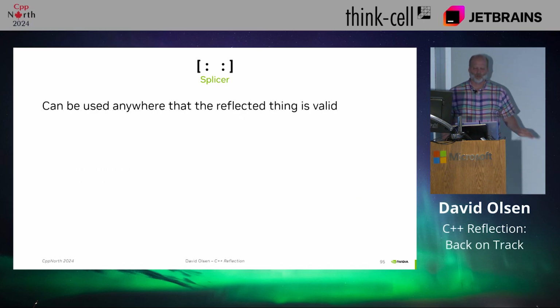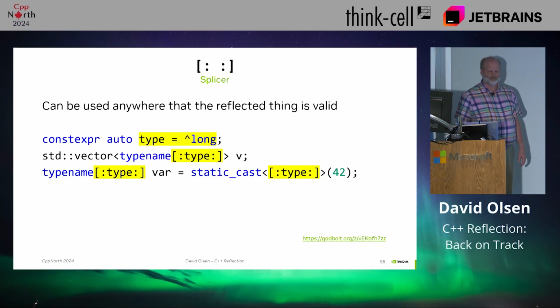A splice can be used almost anywhere the reflected thing is valid. So if we take the reflection of the type long, we can splice that back in almost anywhere that a type can be used. So as the template argument for vector, as the type of a variable, or as the type inside a static cast. Notice that in the static cast, we don't need to use the word typename because the only thing that can be inside the brackets of a static cast is a type. The compiler already knows that it has to be a type. But typename is required in the two other places.